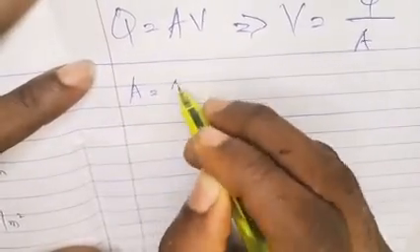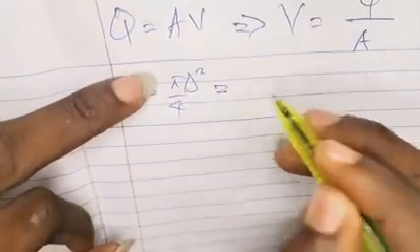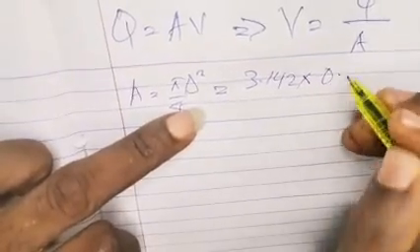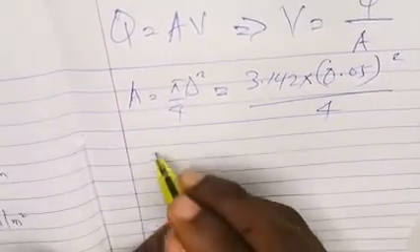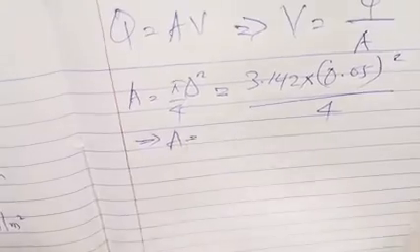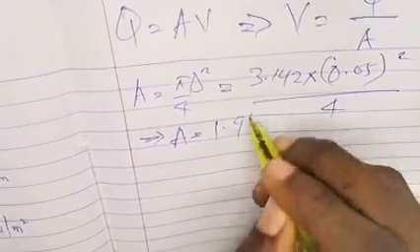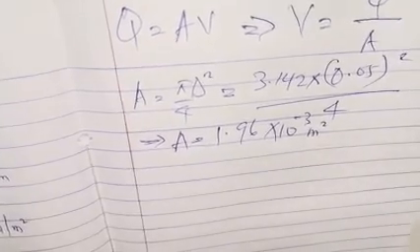So area itself is pi all over 4 times diameter squared. This is now equal to pi, which is 3.142, times diameter, which was given as 0.05, all squared, over 4. So let's find the area. Area is equal to 3.142 multiplied by 0.05 to the power of 2, divided by 4. The answer gives us 1.96 by 10 to the power of minus 3 in meter square. So this is now the value of our area.